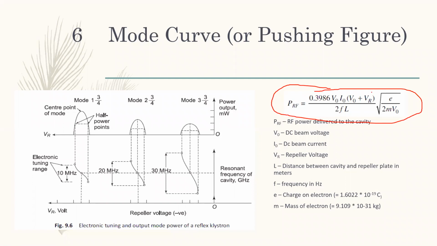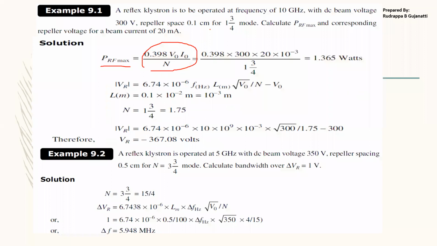So in this, VR was not given. That is, the repeller voltage is not specified. You have the frequency of operation, you have the beam voltage, the repeller space information, the mode of operation, and the beam current. So all these things were provided, but the repeller voltage was not given.